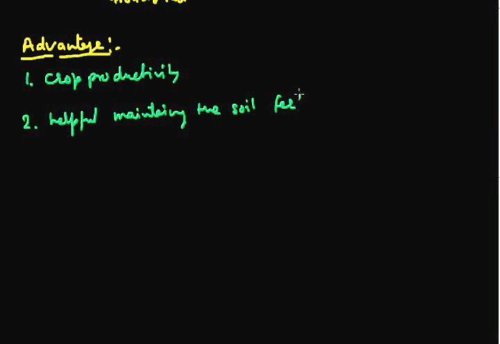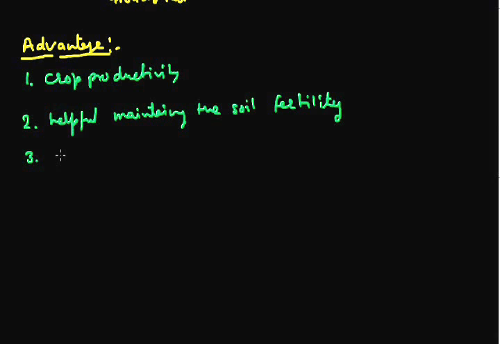What are the advantages of crop rotation? The first advantage: it increases the crop productivity. The second advantage is that it is also helpful in maintaining the soil fertility. Soil fertility is the productive capacity or production capacity of soil. We call it soil fertility. So it is very important to maintain the soil fertility.